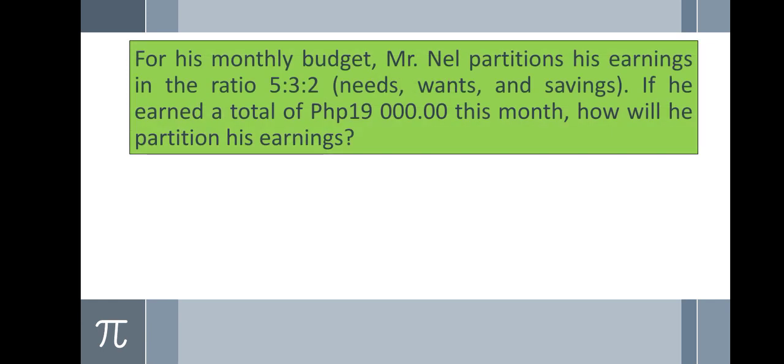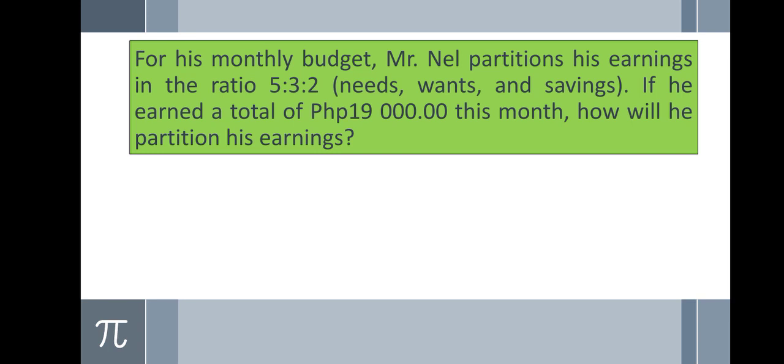For his budget, Mr. Nell partitions his earnings in the ratio 5 is to 3 is to 2: 5 for needs, 3 for wants, and 2 for savings. If he earned a total of 19,000 this month, how will he partition his earnings?